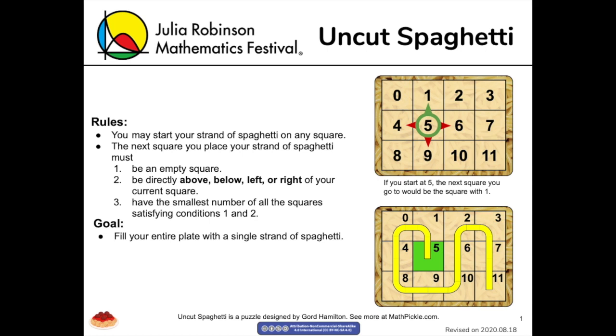This means that if given a choice of any square to move to, you must move to the one with the lower number. So, as seen in the example here, if you start on square number 5, you must then move to square 1, and then that takes you around the whole plate as seen below.